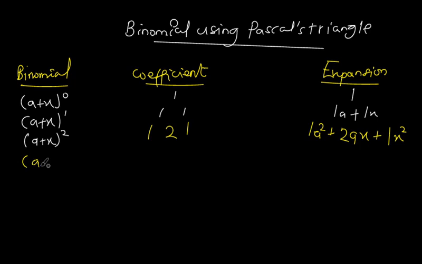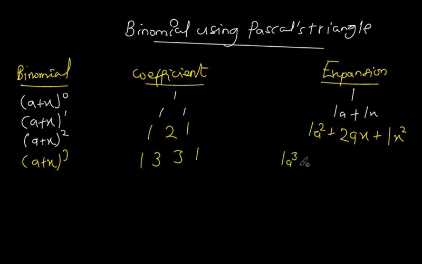If we have a plus x raised to the power 3, we repeat the 1 over here. 1 plus 2 gives us 3. Now 2 plus 1 will also give us 3. Now we repeat the 1 again. So it means the expansion we'll be getting is what?